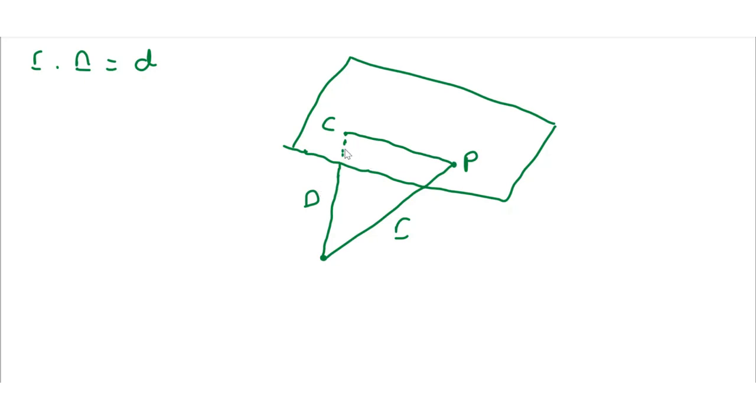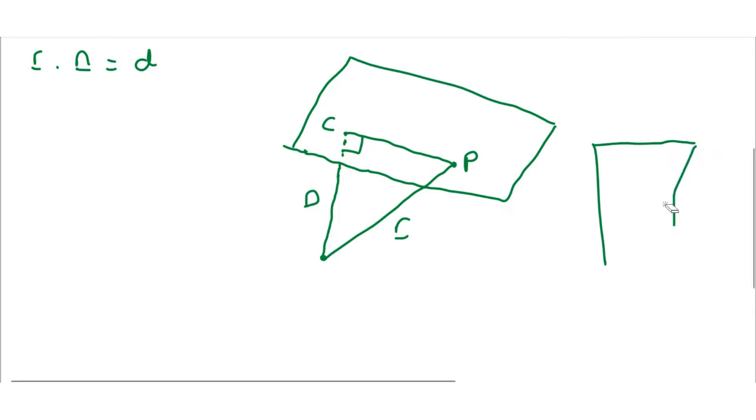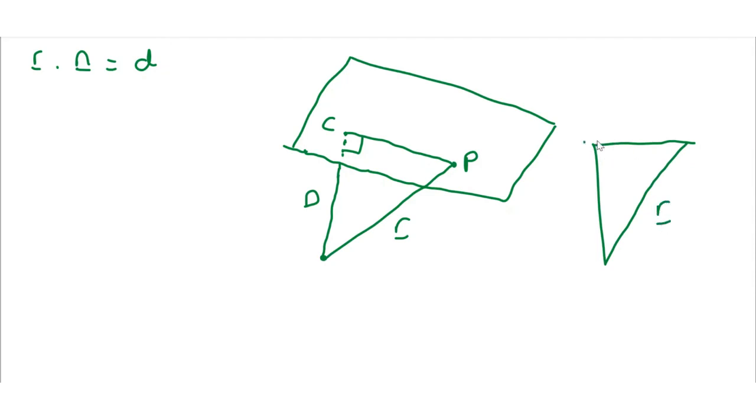Because this is a perpendicular distance, this is clearly a right angled triangle. So if we take a look at this right angled triangle, we've got r here, and this is D. Okay, call this angle theta. And actually this length here, because r is that size, it includes direction. This is the magnitude of r.